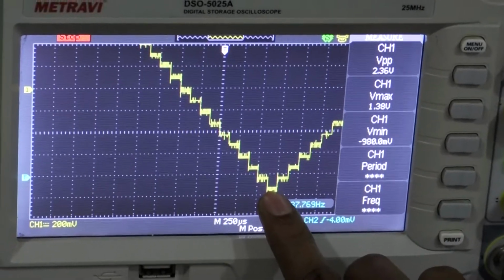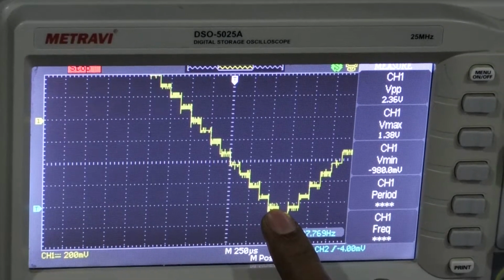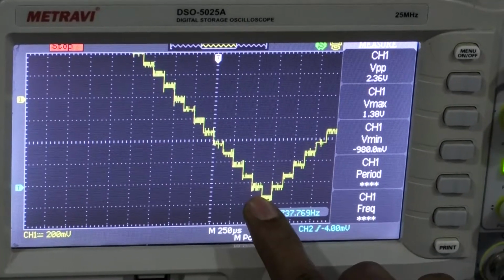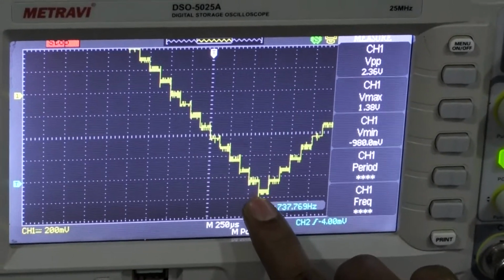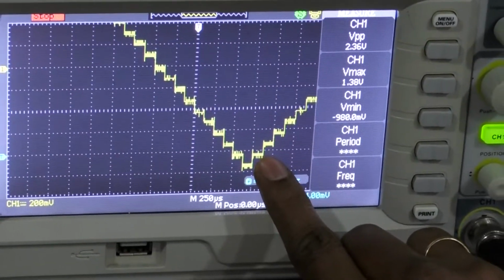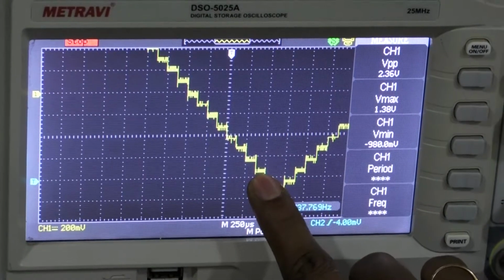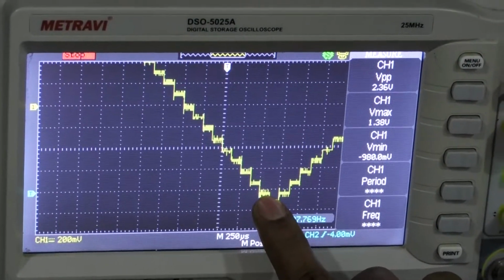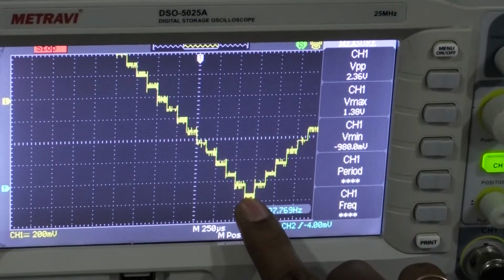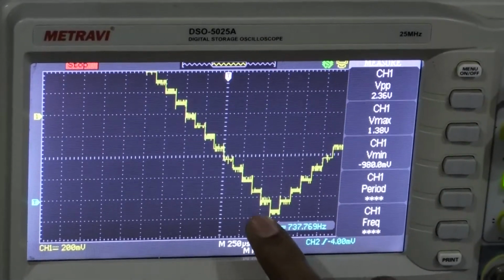If the present sample is greater than the previous sample, the step size is increased by 1, which means the corresponding sample transmits 1. Now let us see the second case. Suppose the present sample is this one and the previous sample is this one. If the present sample is less than the previous sample, the step size is decreased by 1, which means in this case 0 is transmitted.